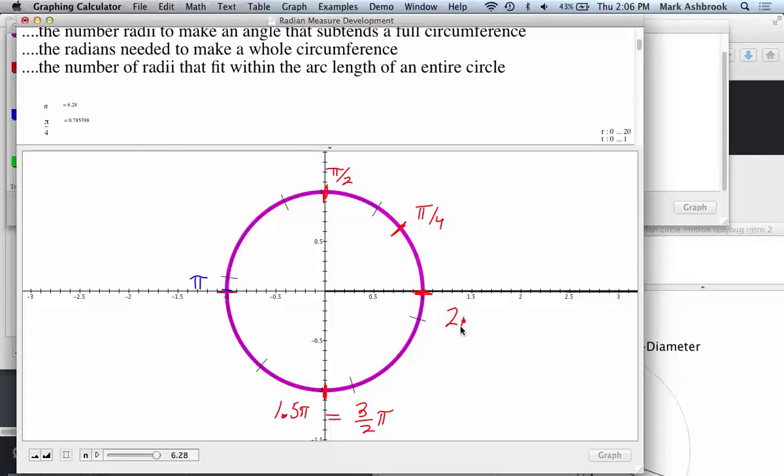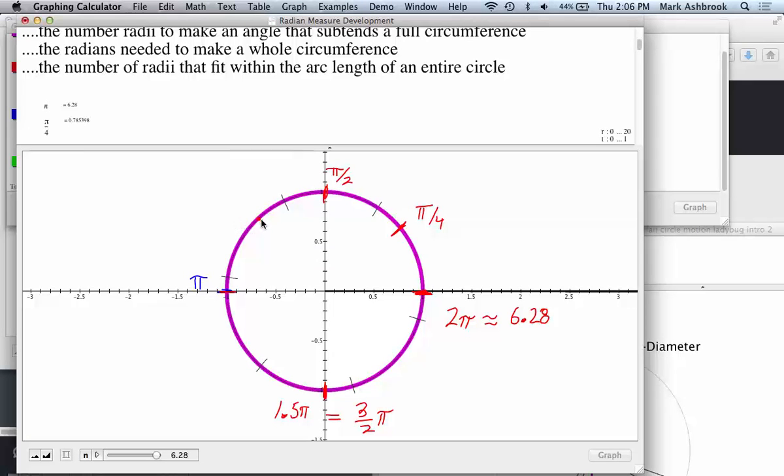2 pi. So is 2 pi 6.28? That's just an approximation, okay? So precisely, it's 2 pi. 6.28 is just a rough approximation. It has an infinite number of decimal places, right? Because you're going to take the whole thing multiplied by 2.